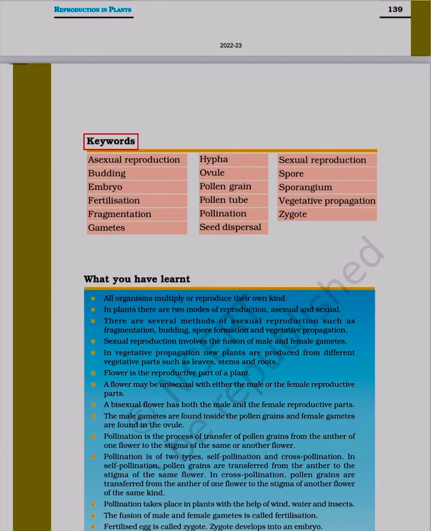Keywords. Asexual reproduction. Budding. Embryo. What you have learned. Hypha. Ovule. Pollen grain. Sporangium. Fertilization. Pollen tube. Vegetative propagation. Fragmentation. Pollination. Zygote. Gametes. Seed dispersal.